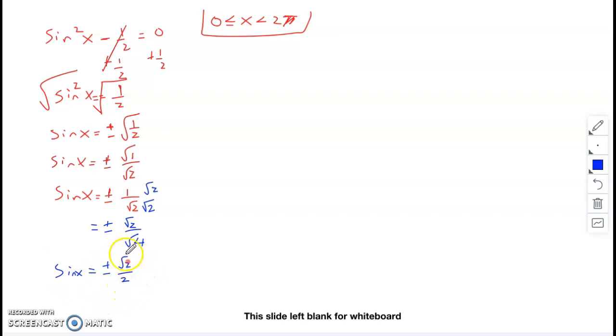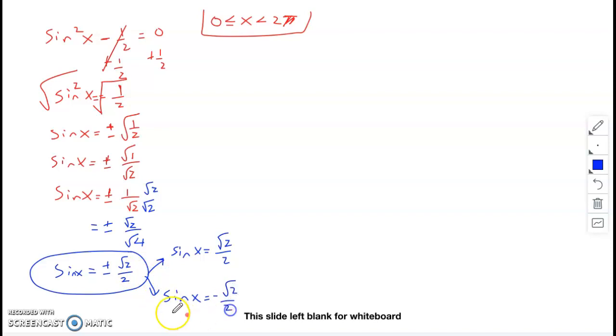So from here, I get two answers, one positive, one negative. My first answer is sine of x equals a positive square root 2 over 2, and a negative square root 2 over 2. All right, having this, then I go to my unit circle or to my triangles.